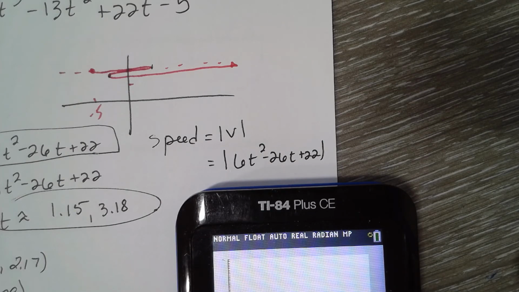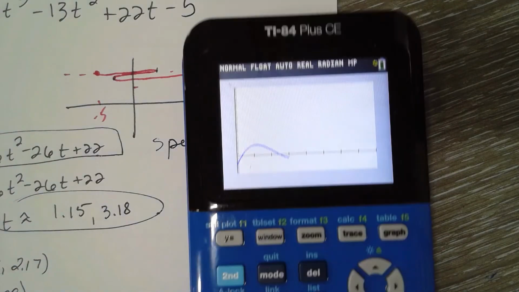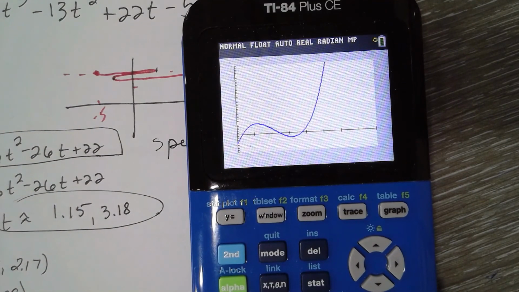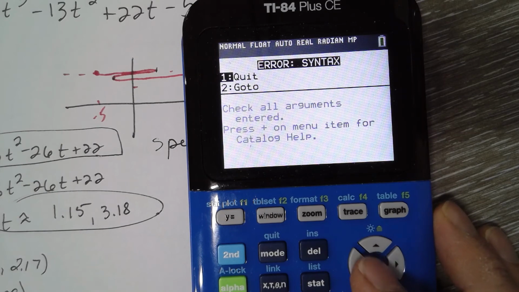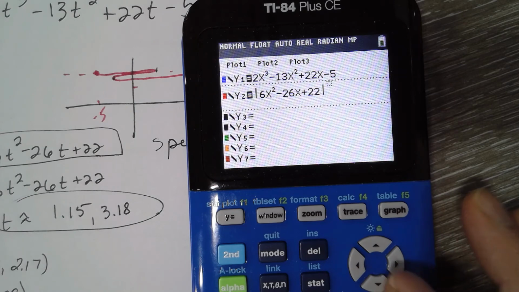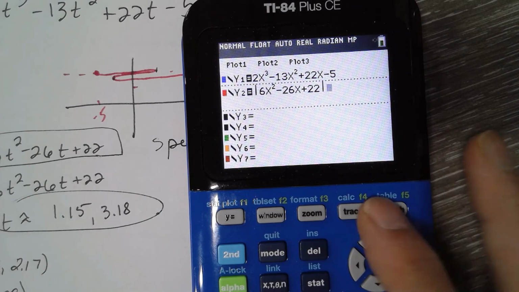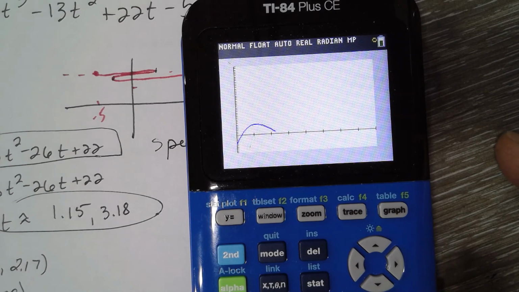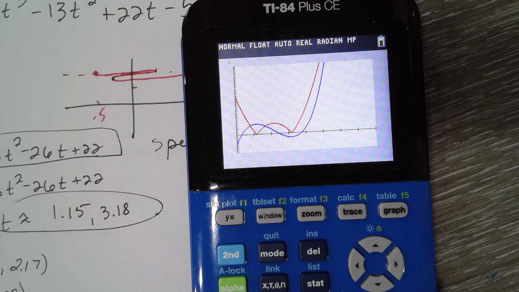A lot of work to show something we already talked about. Now there's the original. Here comes the speed. I think it doesn't like me still having that. Thought I got rid of it. So it bounces off. There's the speed function. It could never go below the x-axis.